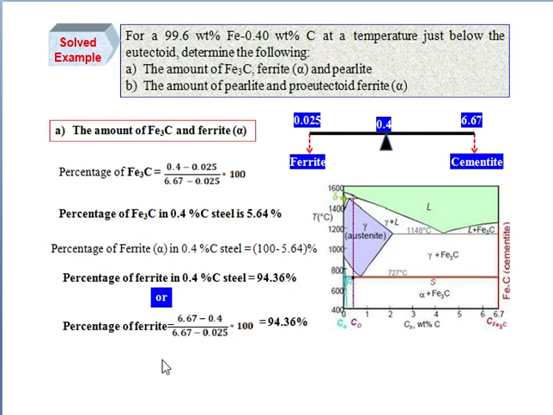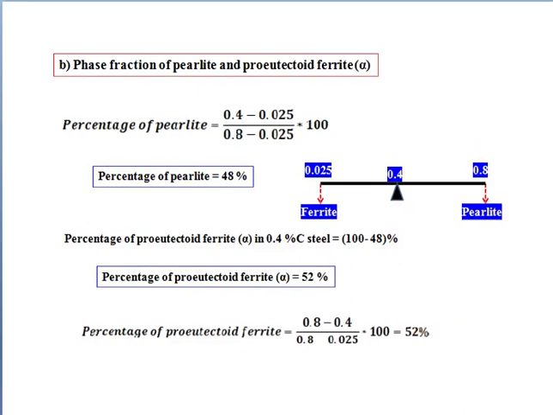Alternatively, you can find out percentage of ferrite is equal to (6.67 minus 0.4) by (6.67 minus 0.025) multiplied with 100. That becomes 94.36 percentage. Phase fraction of pearlite and pro-eutectoid ferrite.